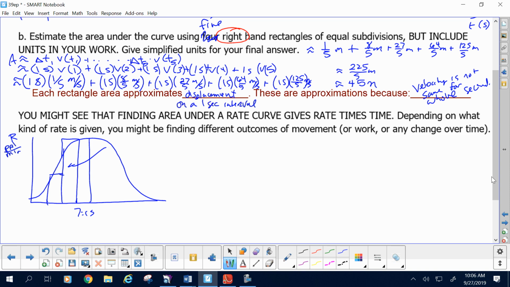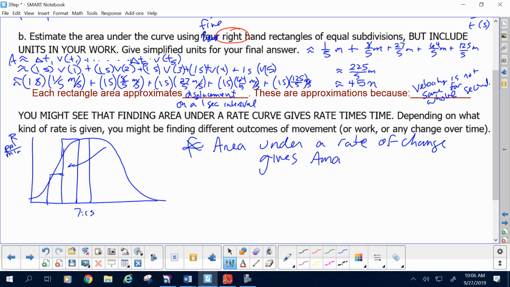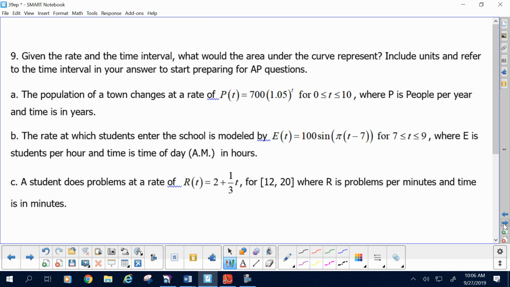All right, now, would you write yourself a huge note? Area under a rate of change gives amount of change. For example, area under the rate of change in position, velocity, gives you the amount of change in position. All right, so with that said, let me explain what I want to see here.